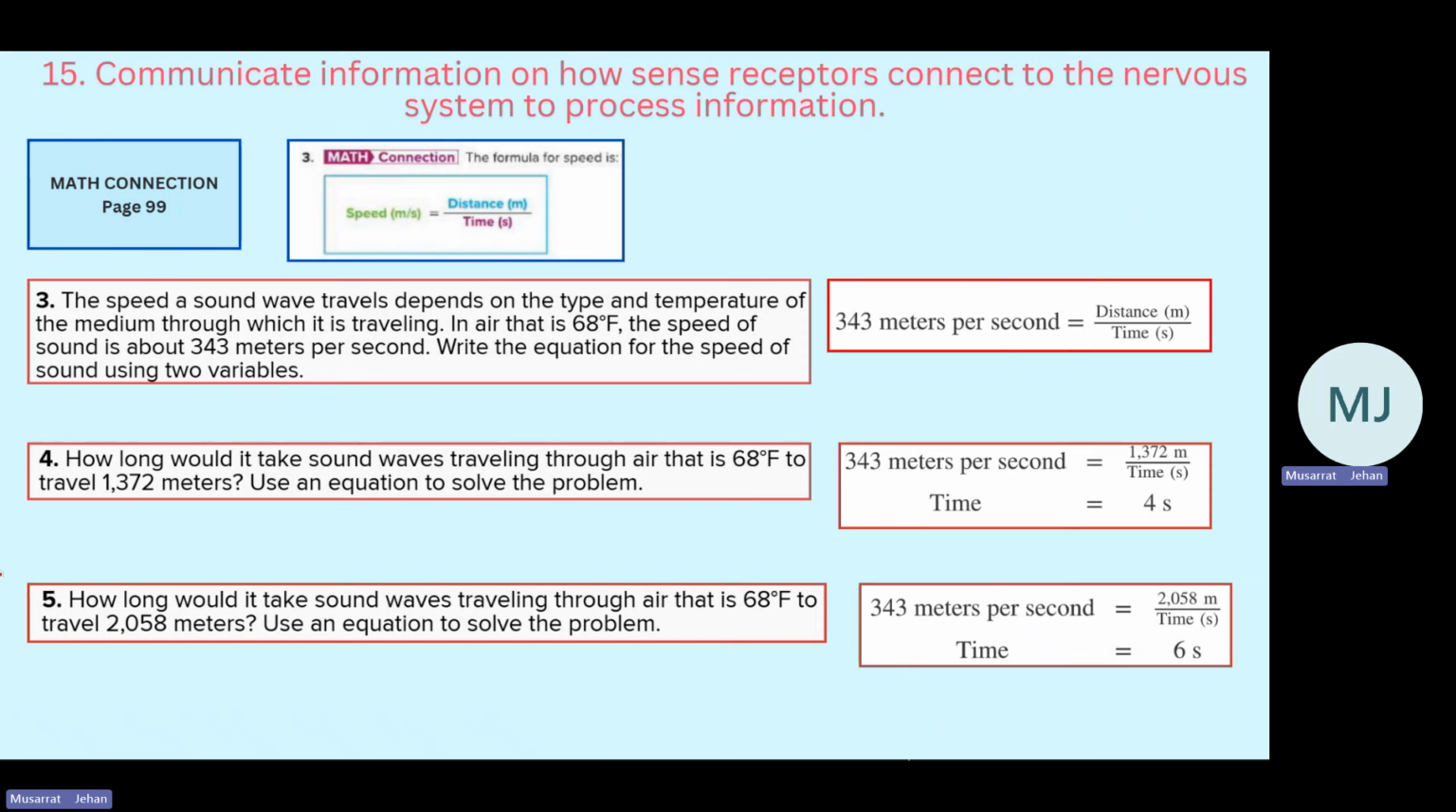Now, the next question is how long would it take sound waves traveling through air, again at the same temperature, so you're going to use the same speed which has been given here, to travel 2,058 meters. Use an equation to solve this problem. Here again, how long means you have to find the time. You use the same formula. So here you'll get 2058 divided by 343. You can divide it, and your answer would be 6 seconds. Practice some more sums. I will also be sending them to you on your LMS.